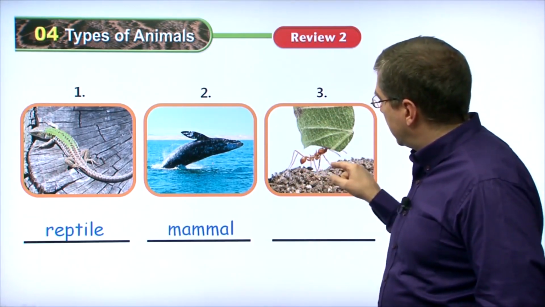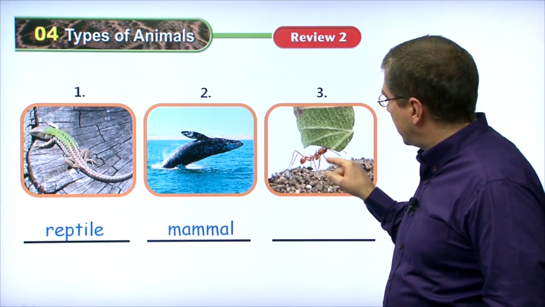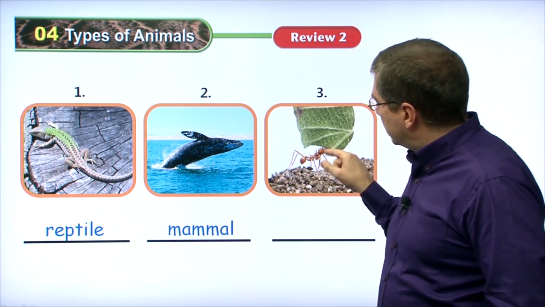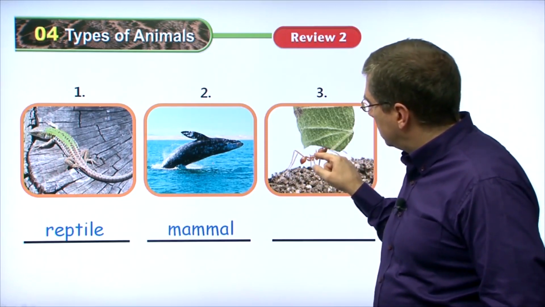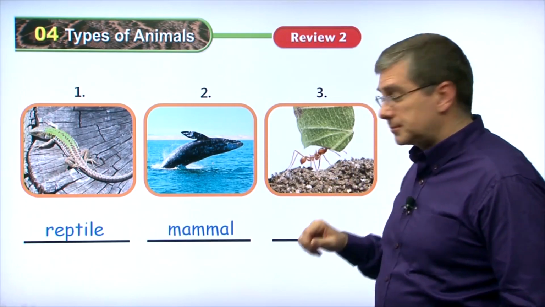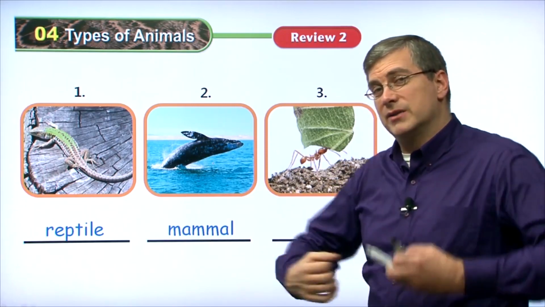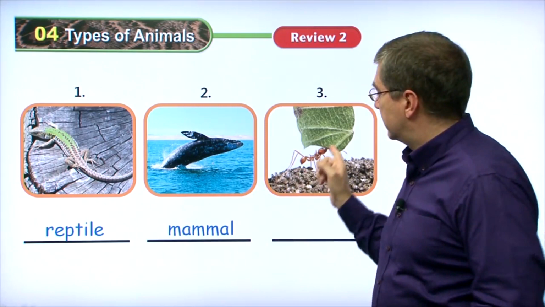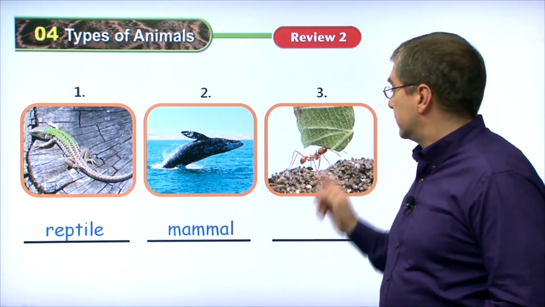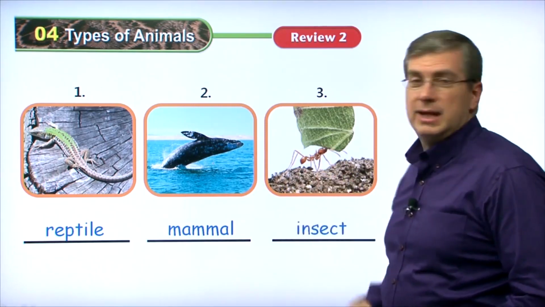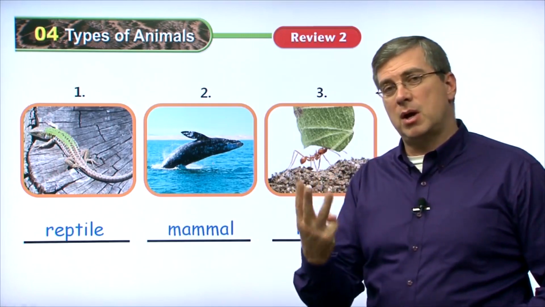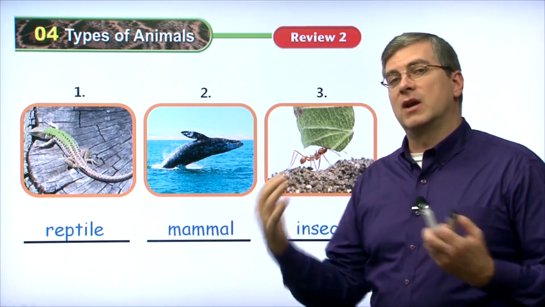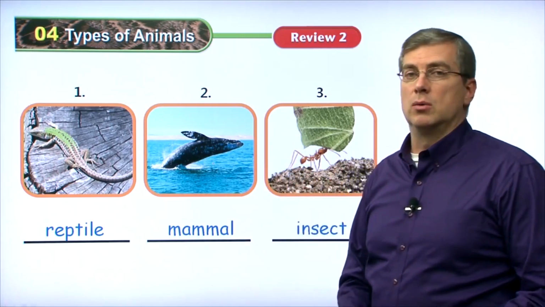It has 6 legs. 1, 2, 3, 4, 5, 6. 6 legs. It has 3 parts of the body: head, middle, or thorax, and abdomen. And we can also say that that body is hard. It's a hard shell. This animal does not have bones. So what can we say about that? We can say that it is an insect. It has 3 body parts, 6 legs, and it has a hard body instead of bones.